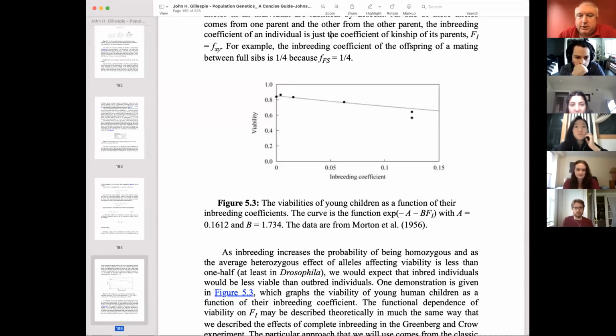So this is less fancy than you think it is. Morton et al. have estimates of viability from outbred individuals, from like second or third cousins. This is parent and offspring, this is full sibs. I don't think we can see your screen. Yeah, Dave, we're sorry, not seeing it yet. All right, let's try again.